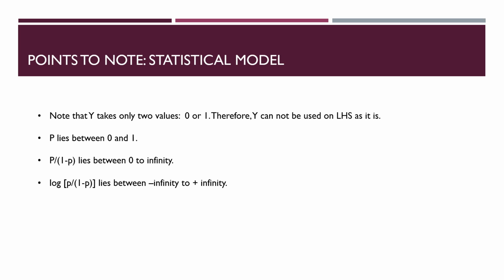Let us see how this transformation helps to match the two sides of the model. If y is binary, it takes only two values, 1 or 0, and we cannot use y as it is on the left-hand side. Whereas p, which is the probability that y is equal to 1, will lie between 0 and 1. So p upon 1 minus p lies between 0 and infinity, and hence if we take the log of p upon 1 minus p, that quantity will lie between minus infinity and plus infinity. As a result, we achieve the match between the left-hand side and the right-hand side.